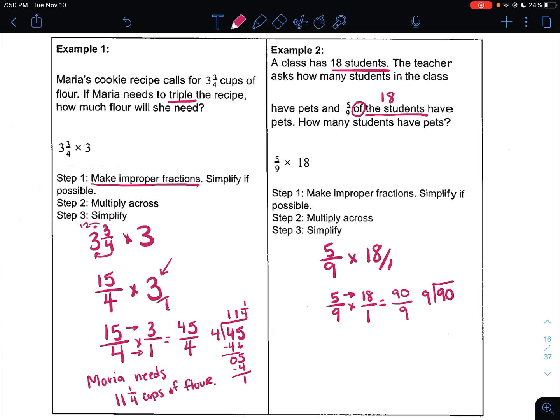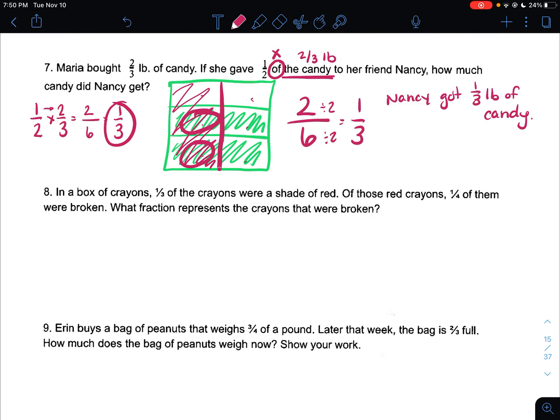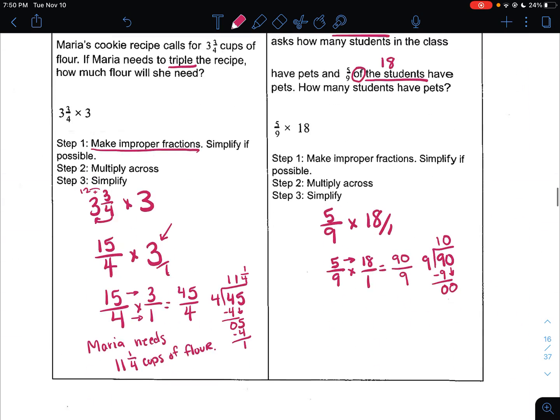So we have 90 divided by 9. 9 goes into 9 once. 1 times 9 is 9. You subtract, you get 0. Bring down the 0, you get 0, which it goes in 0 times. And then you are done. So, whoops, 10 students in the class have pets.